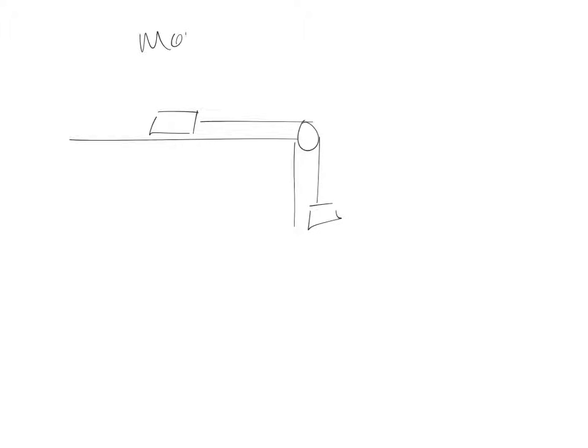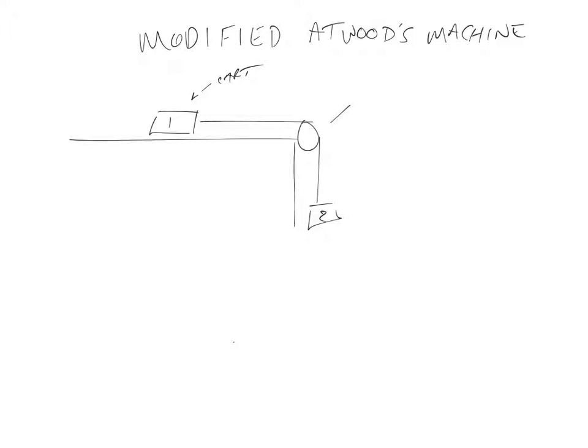Now what we have in this lab, you can see why it would be called a modified Atwood's machine. That's the name we physicists give to this apparatus. I'll call this object 1, this object 2. For you, this is a cart. This is a pulley. For us, it's a low friction pulley, and this is a hanging mass.